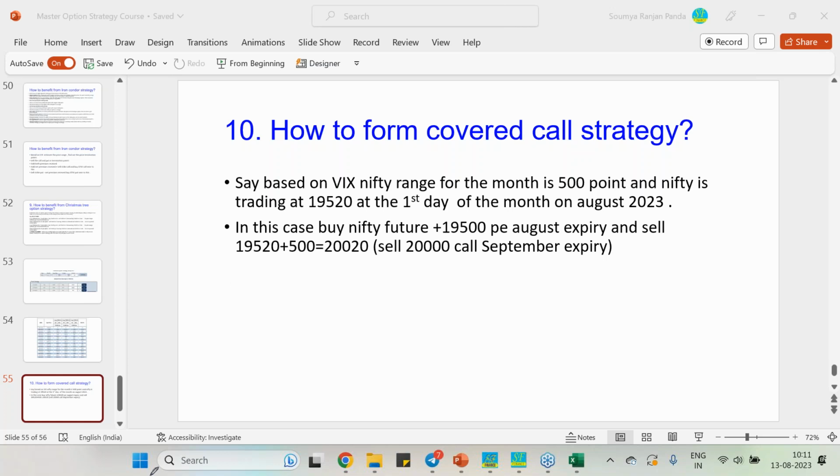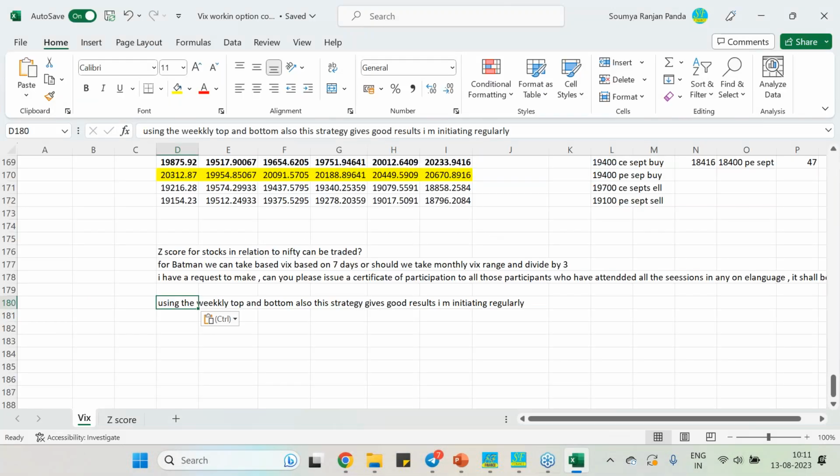Simply by closing your eyes, if you initiate a covered call, nothing will come. With no technical backing behind it, it will give you pain. No benefit you will get. So what will be the process? VIX, again VIX. VIX based price estimation needs to be done.